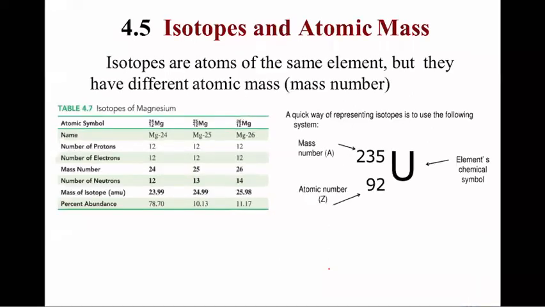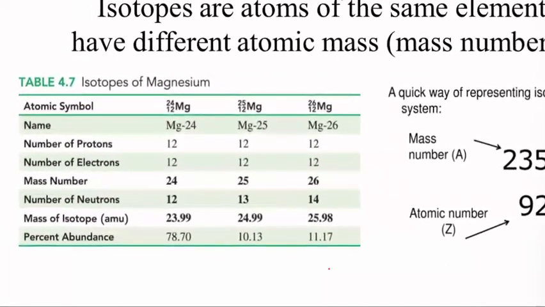So we can observe in table 4.7 that when you search in the world for what kind of magnesium is out there on Earth, we can have magnesium 24, magnesium 25, or magnesium 26. Again, we are all talking about magnesium. So the number of protons and the number of electrons is the same, 12, because that is the atomic number for magnesium.